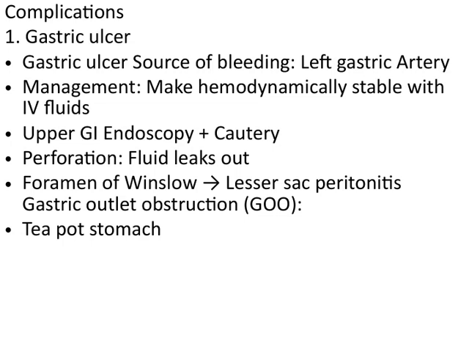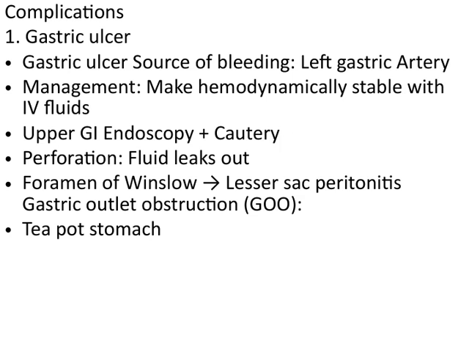Let's now discuss some of the common complications we might encounter. First, gastric ulcer. A gastric ulcer can be a significant source of bleeding, and notably, the bleeding often originates from the left gastric artery. When managing such a case, our primary goal is to stabilize the patient hemodynamically, which we achieve through IV fluids. Once the patient is stable, we typically proceed with an upper GI endoscopy, which allows us to visualize the ulcer directly and apply cautery to stop the bleeding.